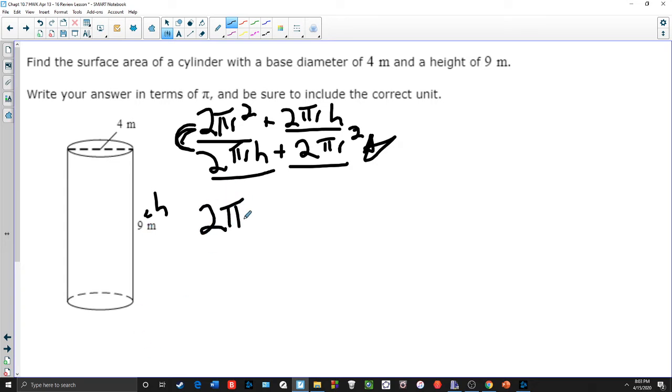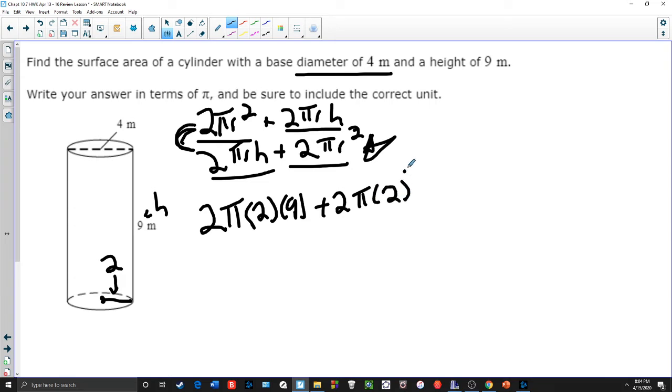So 2 pi. Now my r, remember, my r is the radius of my circle. So this is 4 meters. That's the diameter. That goes all the way across. Diameter of 4 meters. I just want the radius, which is just halfway across. So if the entire thing is 4, that means my radius has to be 2. Again, always be on the lookout for that. Very common trick to pull. So 2 times 9 plus 2 pi, and again, r squared. So not 4, but 2 squared.